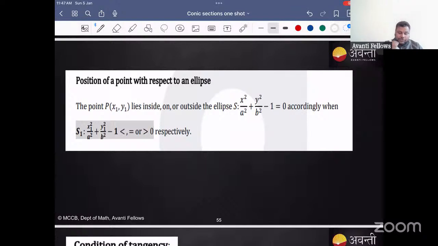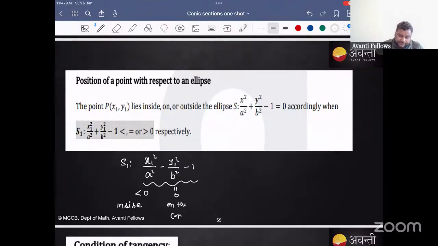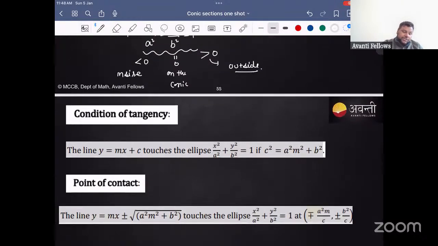Now, position of a point with respect to an ellipse. If the ellipse is x square by a square plus y square by b square minus 1 equal to 0, we check a quantity S1, that is x1 square upon a square plus y1 square upon b square minus 1. If this value is less than 0, then point x1, y1 lies inside. If this value is equal to 0, it is on the conic, and if this value is greater than 0, then the point lies outside. Got it?